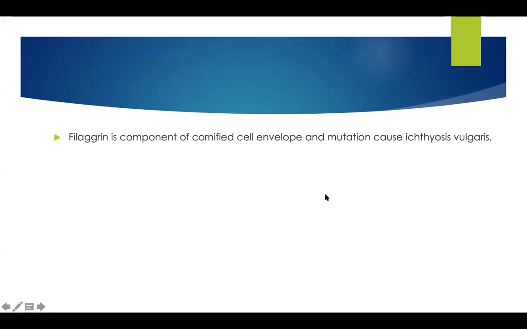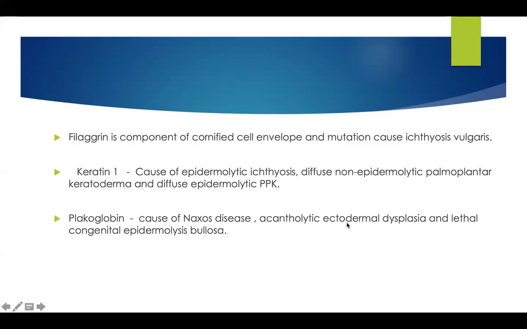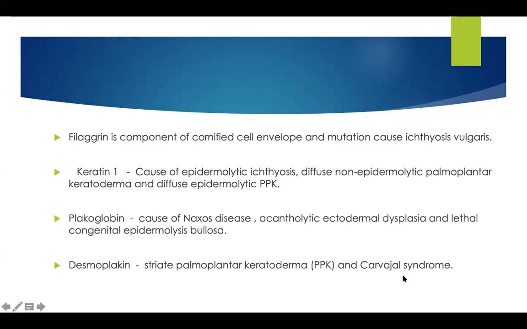Keratin 1, you can see it in lots of other diseases: epidermolytic ichthyosis, diffuse non-epidermolytic palmoplantar keratoderma, and diffuse epidermolytic palmoplantar keratoderma. Plakoglobin, causes of this is important as well, Naxos disease, acantholytic epidermolytic dysplasia and lethal congenital epidermolysis bullosa. Desmoplakin, striated palmoplantar keratoderma, and Carvajal syndrome. Okay.